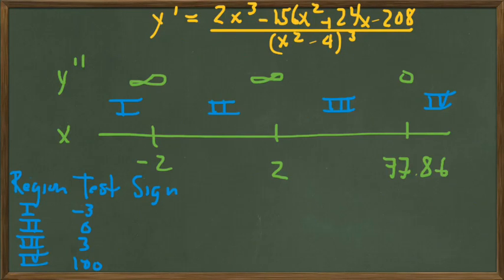Let's just look at the sign of the denominator in all of these regions. So if we plug in minus 3 to this denominator, we're going to get 9 minus 4 cubed, or a positive denominator. If we plug in 0 to this denominator, we're going to get 0 minus 4 cubed, or a negative denominator. If we plug in 3, we're back to a positive denominator, and 100 gives us a positive denominator. Now we'd want to use some type of utility to figure out the sign we get in the numerator for plugging in these values, minus 3, 0, and 3.